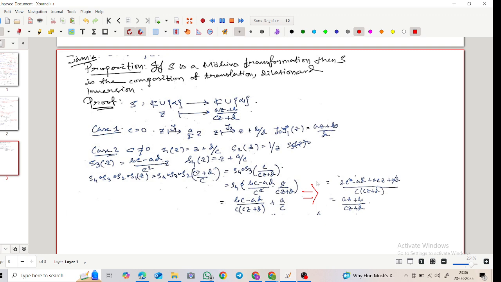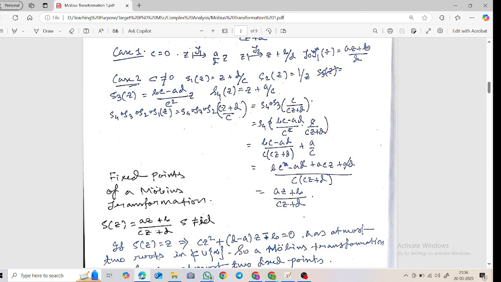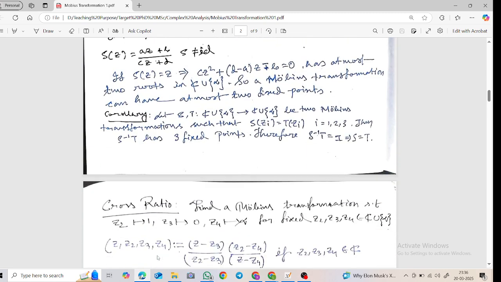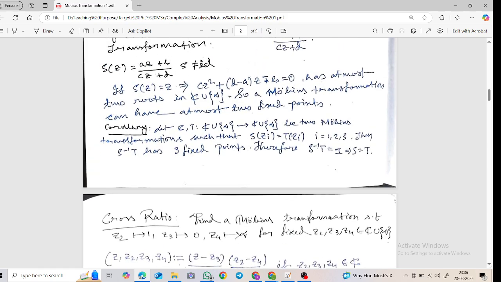So there are some things like this which are a bit mechanical, but from this onwards you will get a lot of this cross ratio.